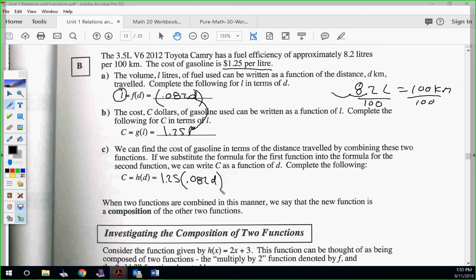And I'm going to simplify that further, and then I'll step away. So your cost function is 0.1025 D. Can somebody tell me what that means? Just in terms of words. What does 0.1025 mean?